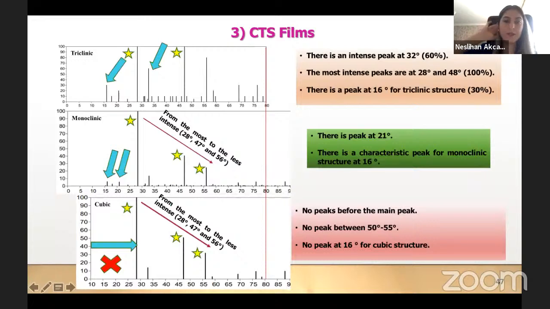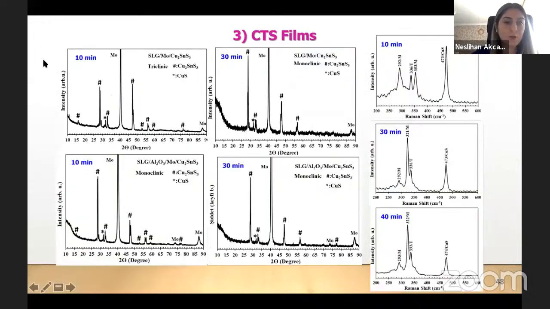For CTS films, we mentioned that it has a polymorphic structure. Triclinic, monoclinic, or cubic structure can be formed in the material, and it's very difficult to distinguish the crystal structure in the film by XRD analysis. Here you see there are only very small differences between the patterns of the material. It's really very difficult, so you should analyze the materials with Raman spectroscopy.